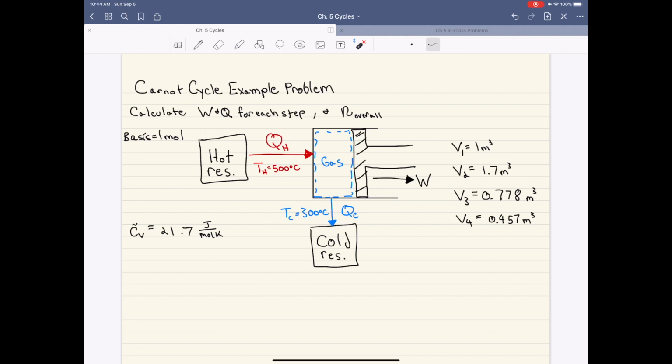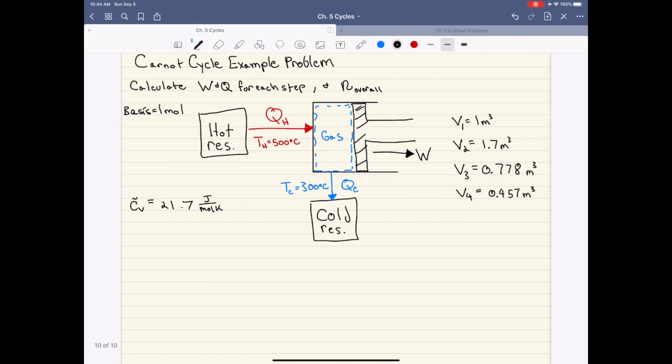For this Carnot cycle, our hot reservoir heats the gas, and the temperature of the hot reservoir is 500 degrees C. The gas expands, and then when it contracts, the gas deposits heat to the cold reservoir, and that cold reservoir is at 300 degrees Celsius. We're also told the initial volume of the gas at the beginning of each of the expansion or contraction steps. We're also told the constant volume heat capacity of the gas.